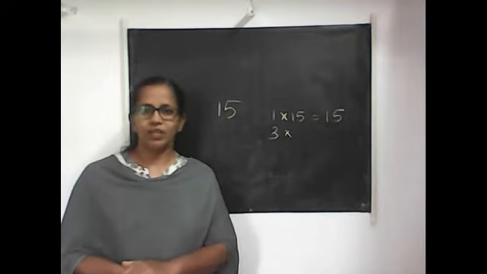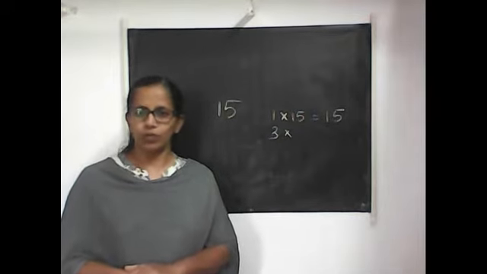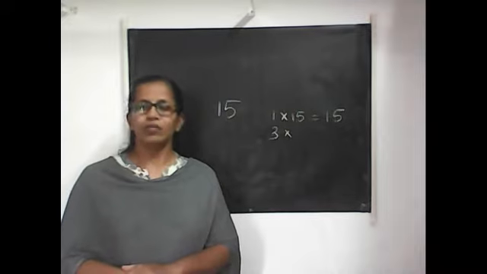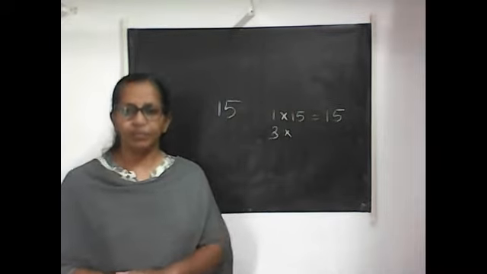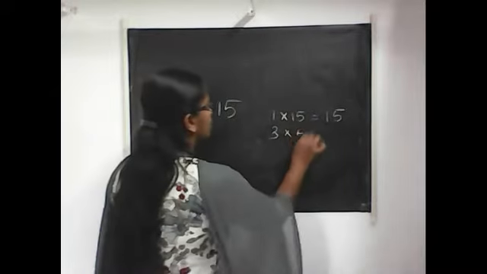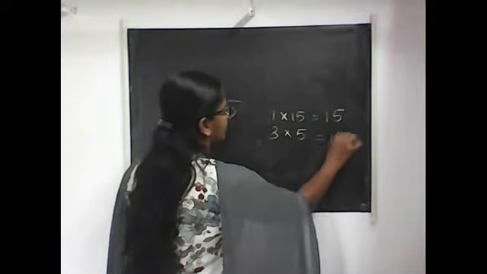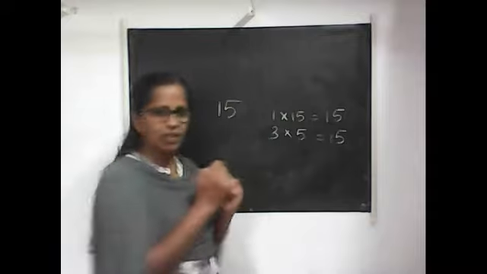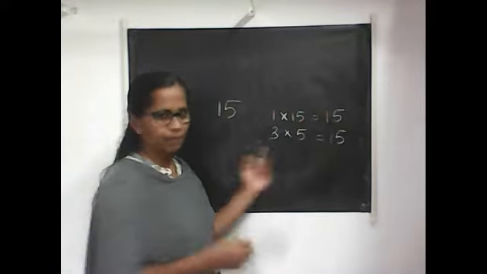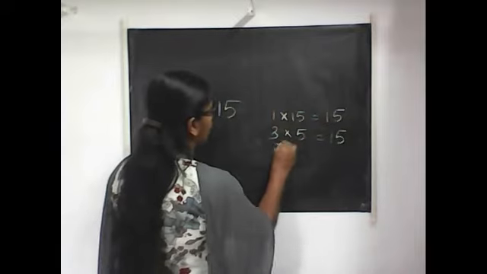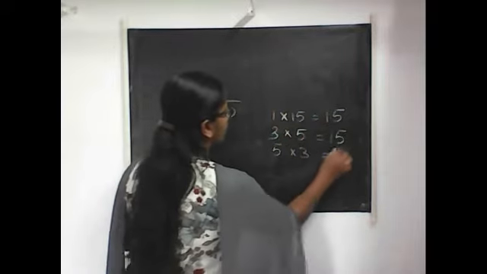Yes, we know that 3 into 1 is 3, 3 into 2 is 6, 3 into 3 is 9, 3 into 4 is 12, and 3 into 5 is 15. So 3 into 5 is 15. Then 4, we know that we won't get 15 with the 4. Then 5, look at the 5. Yes, if you take 5 into 3, then also 15.